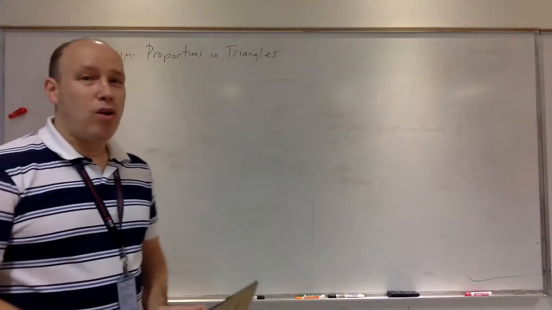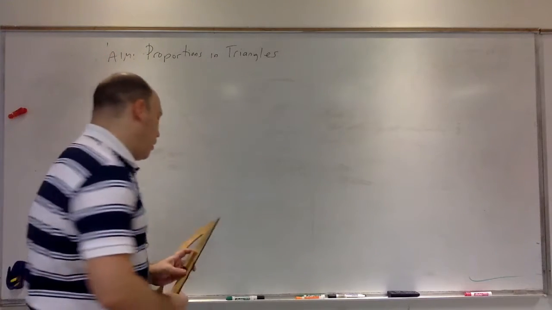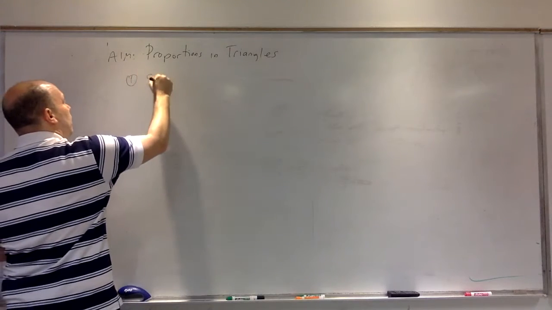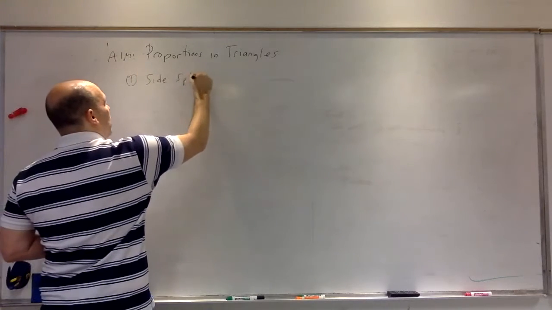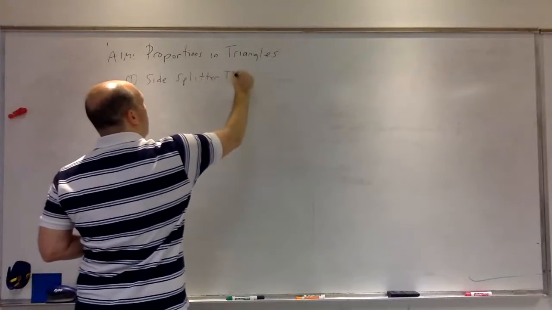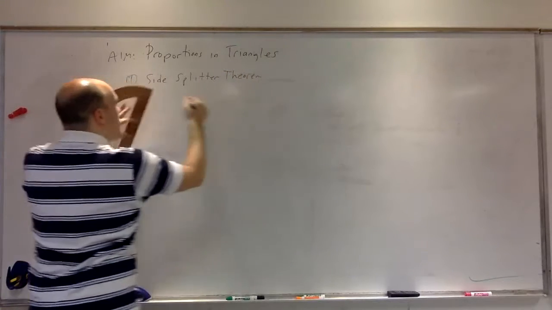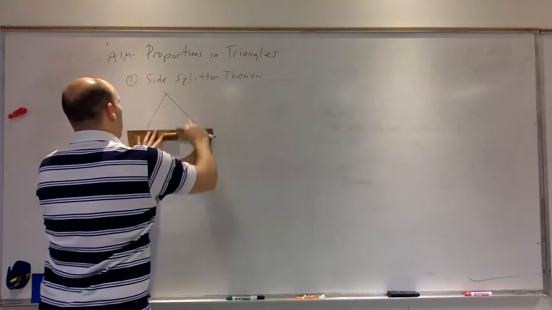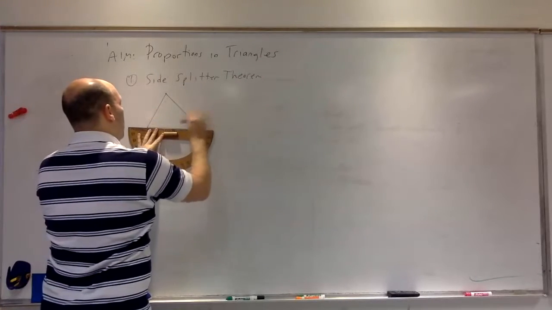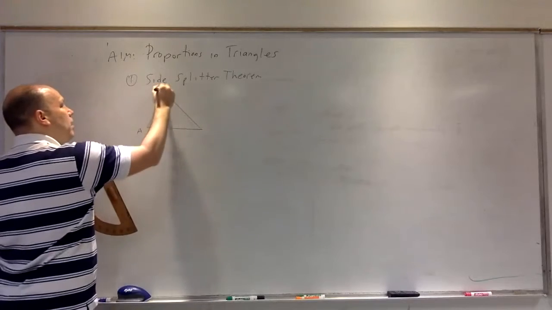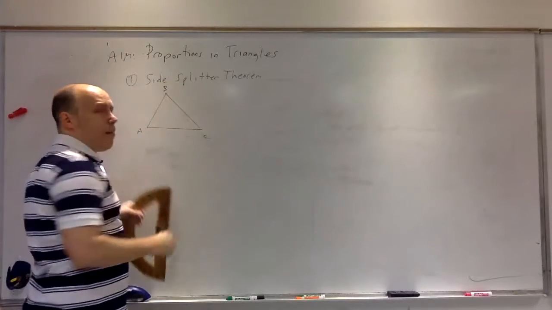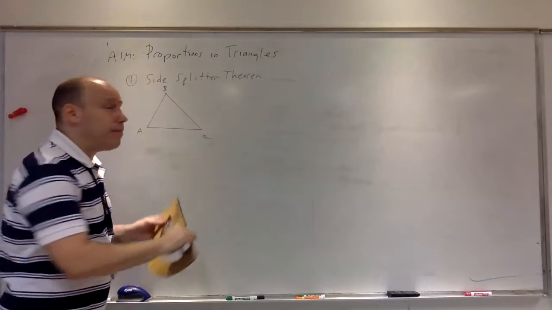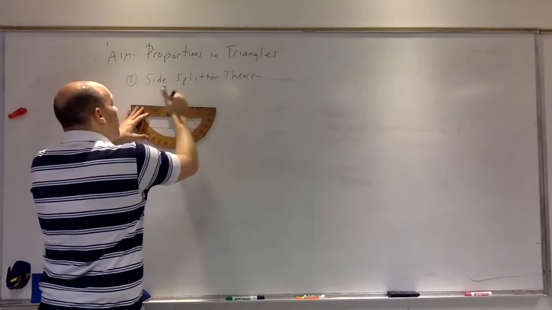Okay, so we're going to talk about properties in triangles. The first theorem we're going to be talking about is the side splitter theorem. The idea is you have a triangle. Let's call it A, B, C. And I'm going to draw a line parallel to AC. It could be anywhere.